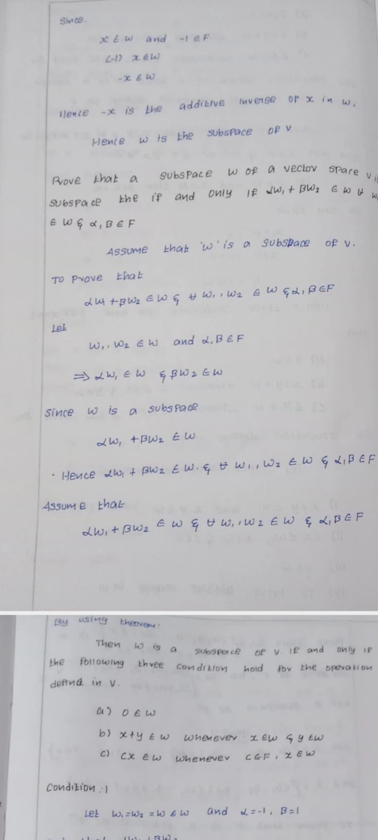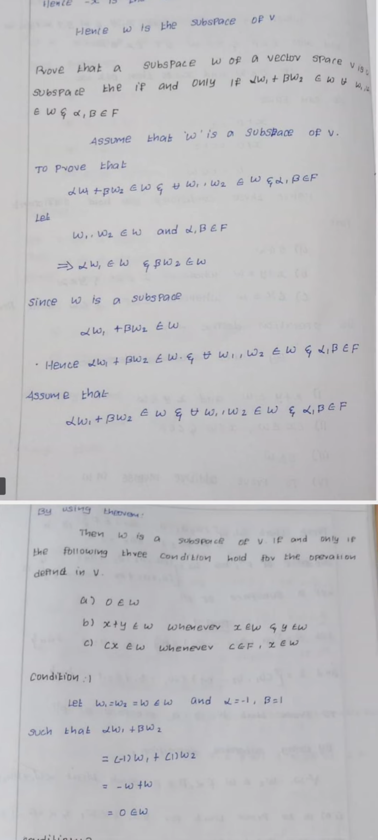So alpha W1 belongs to W and beta W2 belongs to W. So as W is a subspace, we have to prove the condition alpha W1 plus beta W2 belongs to W. Hence alpha W1 plus beta W2 belongs to W for all W1, W2 belongs to W, and alpha, beta are scalars, so they belong to F. Now assume that alpha W1 plus beta W2 belongs to W for all W1, W2 belongs to W and alpha, beta belongs to F. So by using the theorem, we know W is a subspace of V.